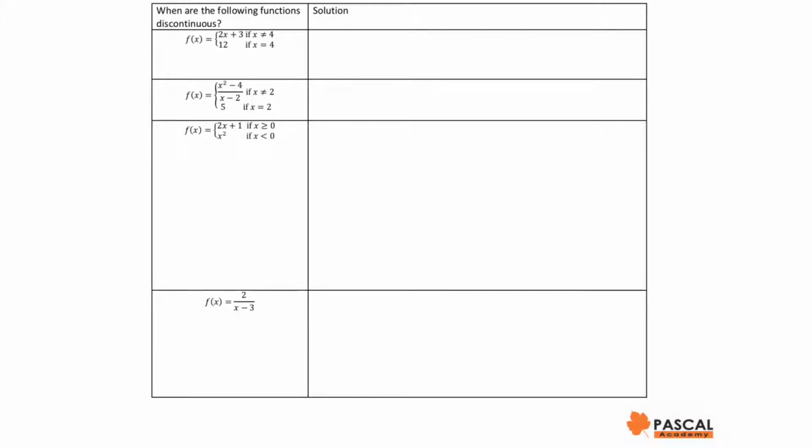Let's have a couple of examples. f(x) = 2x + 3 when x is not 4. When x is 4, it is 12. f(4) is 12. Limit of f(x) as x approaches 4 is the same as limit of 2x + 3 as x approaches 4. We use the substitution method and we find this limit. It's 11. Limit of the function and the value of the function are not the same. Therefore, the given function is discontinuous at x = 4.